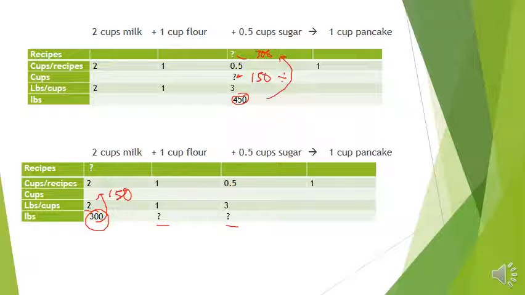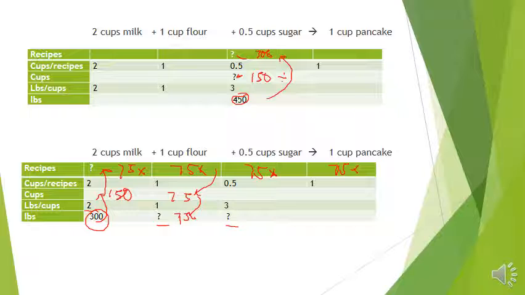Every time you do the recipe, you need 2, so 150 divided into groups of 2. So you can do the recipe 75 times. Just bring 75 all the way across. Every time you do the recipe, you need 1 cup of flour. You do that 75 times, so you need 75 cups. Each cup weighs 1 pound, so it's going to be 75 pounds.